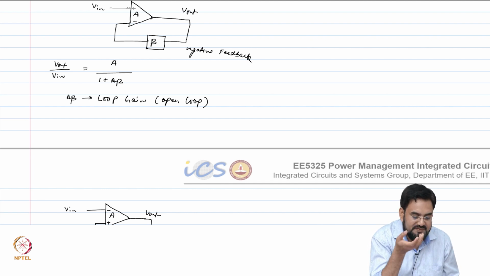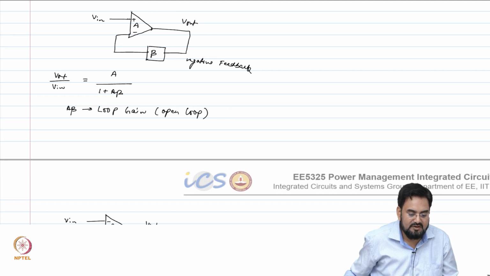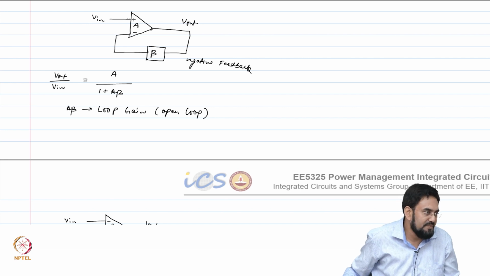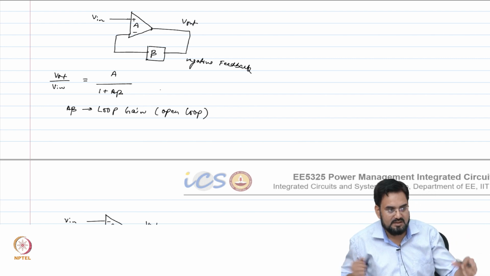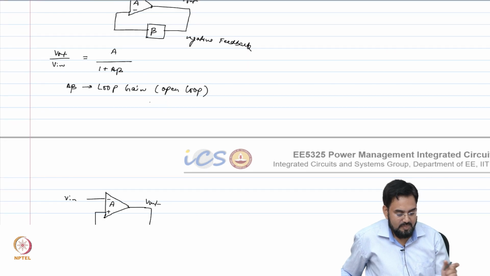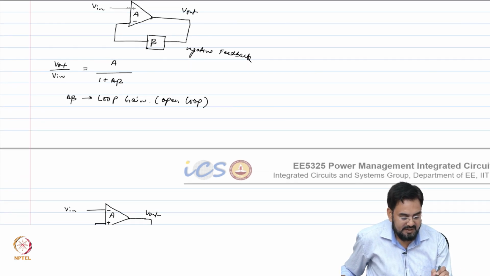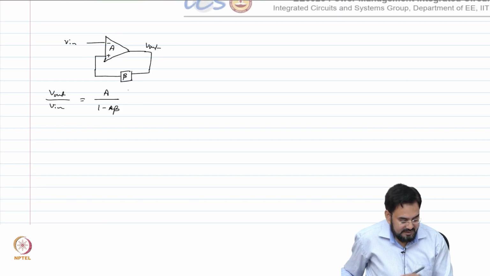No, because if it's 0, then it will become A. If it's 0, that means open loop, because beta is 0 means you open this, and in the open loop the gain of this op amp is A. So the maximum loop gain you can achieve from this is basically A here, because beta is mostly less than 1 in the feedback factor. So in the open loop you get A, and when you have beta infinite, then it becomes 1 over beta.